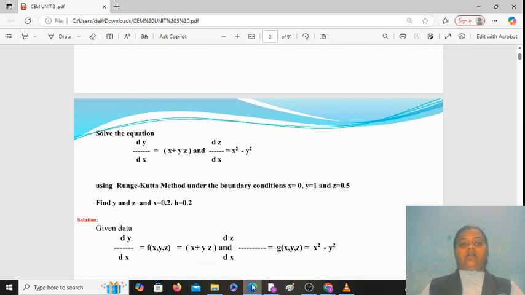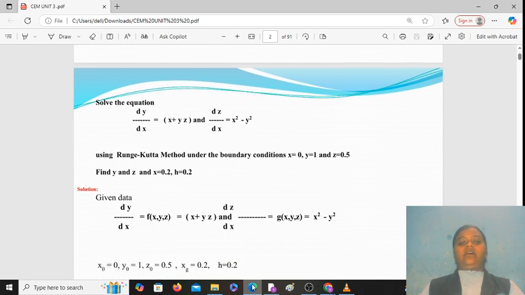Problem: solve the equation dy by dx equal to x plus yz and dz upon dx equal to x square minus y square using Runge-Kutta method under the boundary conditions x is equal to 0, y is equal to 1 and z is equal to 0.5. Find y and z at x is equal to 0.2, h is equal to 0.2.